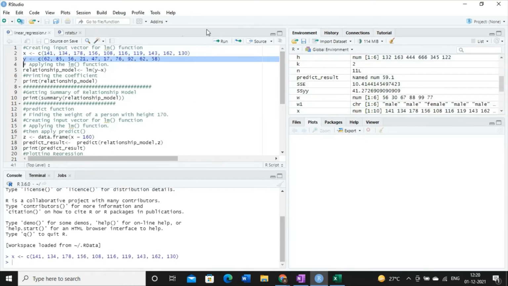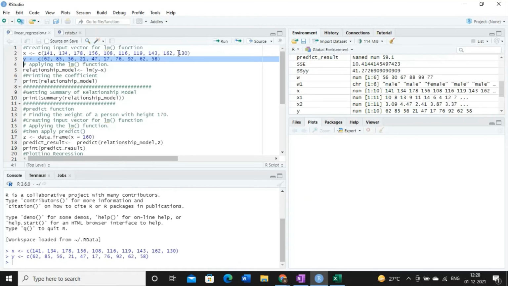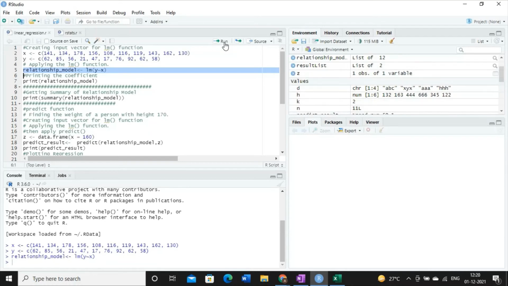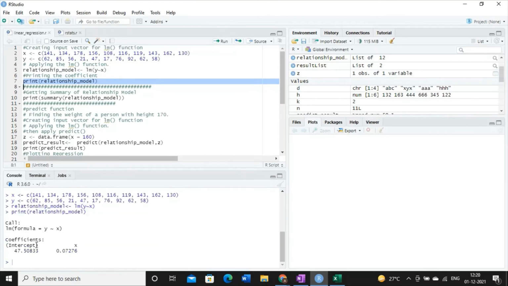So these are the two vectors which are created, and then we are using the lm function. Using the lm function means the function is already written and the model is created right now. And then we are printing the coefficients. So here we have the coefficient values: the intercept and these two coefficients I am using. So these values are printed.